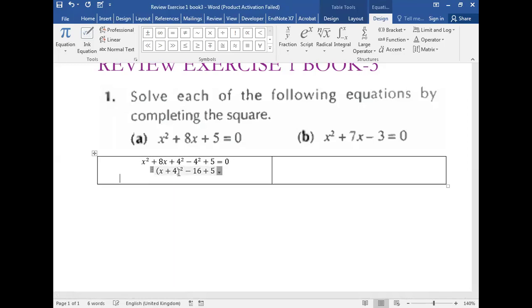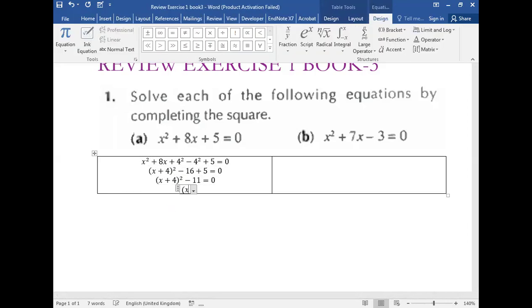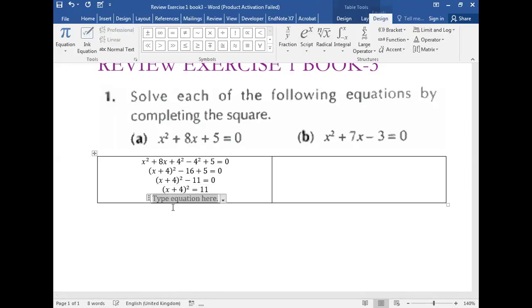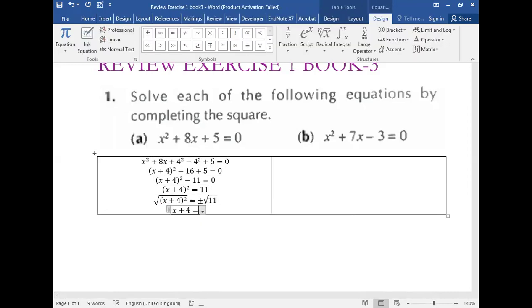and we are left with minus 16 plus 5. What is minus 16 plus 5? Yes, minus 11. So x plus 4 whole square is minus 11... now what do we do? Very good. We take square root on both sides. When we take square roots on our own, we say plus minus root of 11. So x plus 4 is equal to plus minus root of 11.